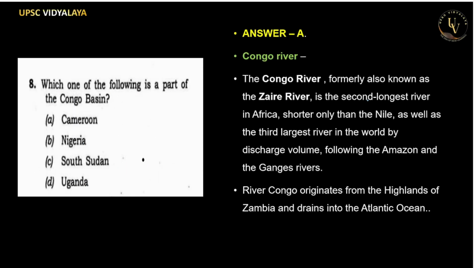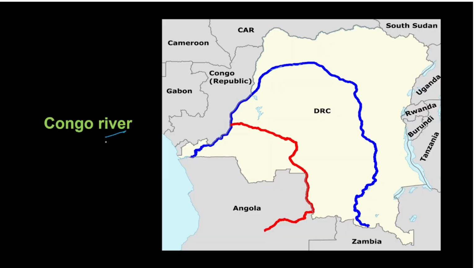Moving on to the eighth question, which one of the following is a part of Congo Basin? We just studied that DRC is constantly in the news. Okay, so Cameroon, Nigeria, South Sudan, and Uganda. So what is the answer for this question? It is Cameroon. Which of the following is not part of the Congo Basin? So first, the Congo River. So this is the Congo River.